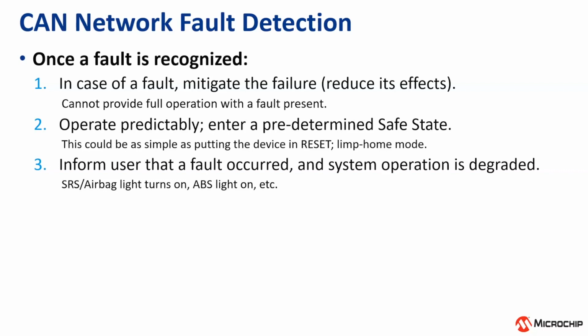There's also fail operational, which is a completely different topic. A good example of where you need fail operational is in the controls of an airplane. If you have a fault in a system that controls an airplane, you probably need some sort of triple redundancy to continue to operate. And that's really outside the scope of the discussion today.